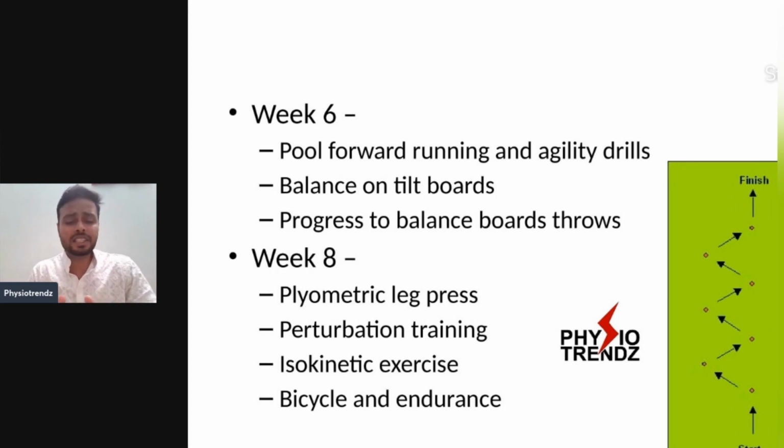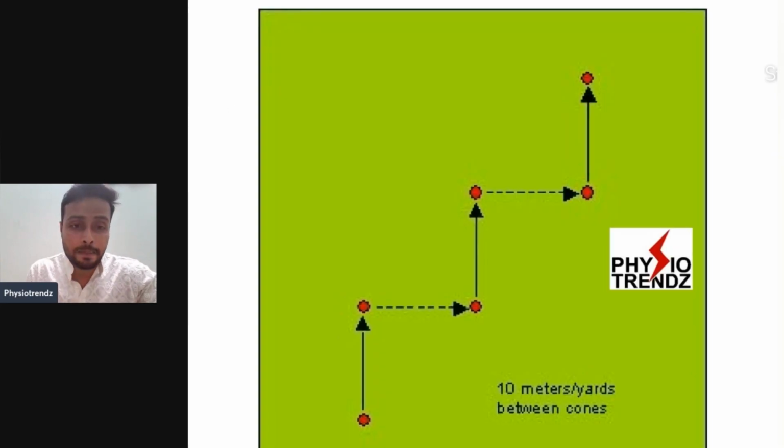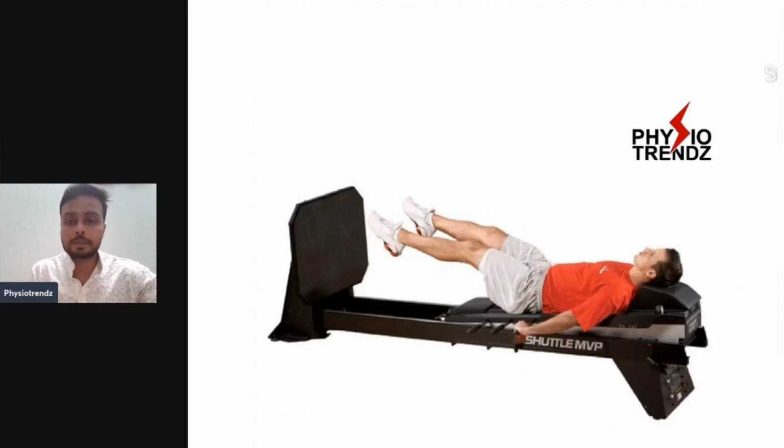Isokinetic exercise: just now we saw the dynamometer, the Biodex meter, for isokinetic activity. Bicycle and endurance activity has to be continued in week 8. Now this is one more style in which we can give agility drills.